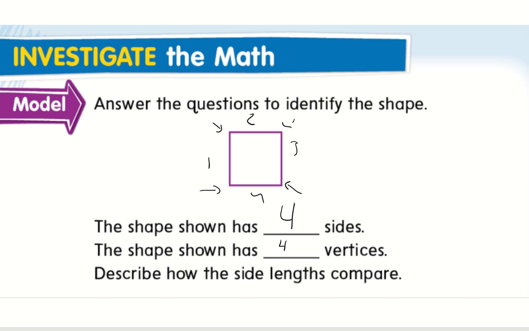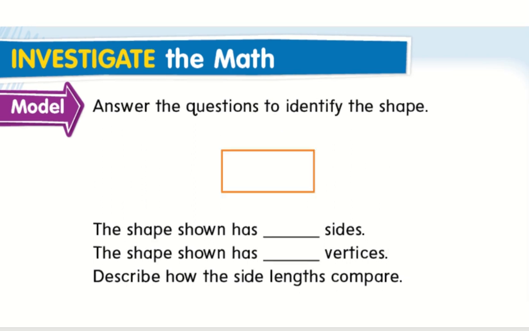Now, if you take a look at it, we're going to describe how the side lengths compare. And if you take a look at this shape, we know that each side is exactly the same. Now, when we take a look at this shape, we are going to say that this is a square. A square is a little bit different than a rectangle, but we're going to get into that right now. This one is going to be our rectangle, but you have to understand that this one also has 4 sides, and this one also has 4 vertices.